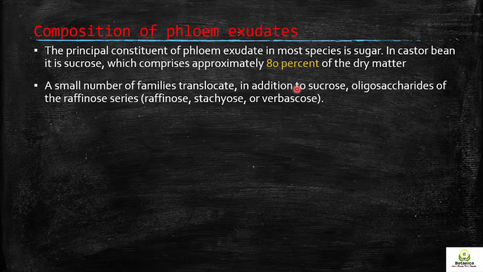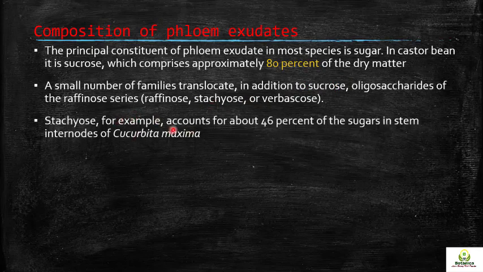So it is not the case that only sucrose will be transported. Sucrose, oligosaccharides of the raffinose series: raffinose, stachyose, or verbascose. These are all derivatives. They are all sugars, but these are also transported in addition to sucrose. So along with the sucrose, there are also some sugar compounds which are transported.